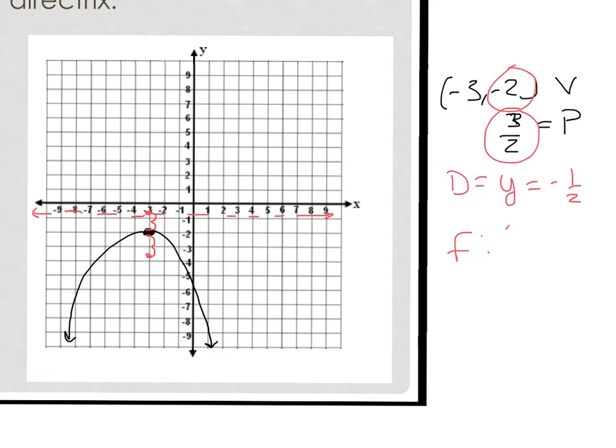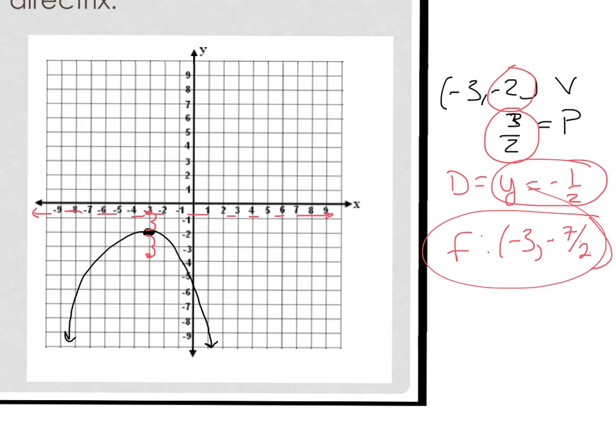So I know with my focus, I'm going to have -3.5, and we're still at -2 for the x, right? Notice how that didn't change. Okay, so the x doesn't change, it's the y that changes. And that's going to be a negative, let me get to my pen here, -7 halves, not thirds, halves. So I have my directrix, my focus, my vertex, and my lovely graph.